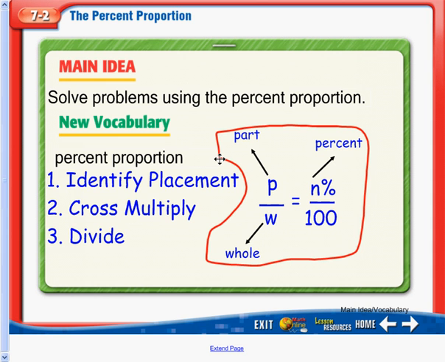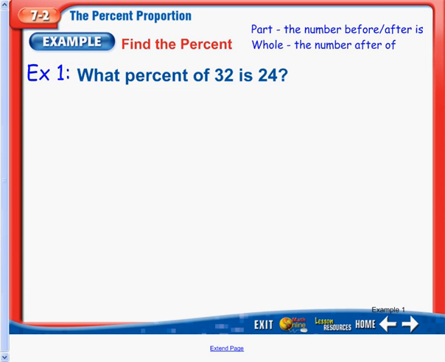Now, anytime we start a problem, we're going to want to start by setting up this proportion. And things we can fill in, I'll circle, are 100. We can always put percent on the top right. And the key word on the bottom left is going to be "of." We'll see why that is in a second. Also, we have our steps here on the left: identifying placement, then we'll cross multiply, and lastly divide. So we'll see those in action right here.